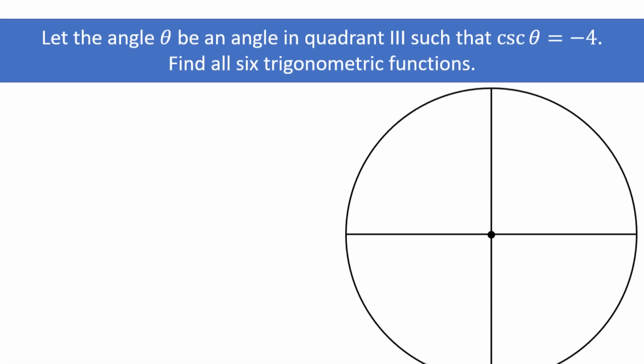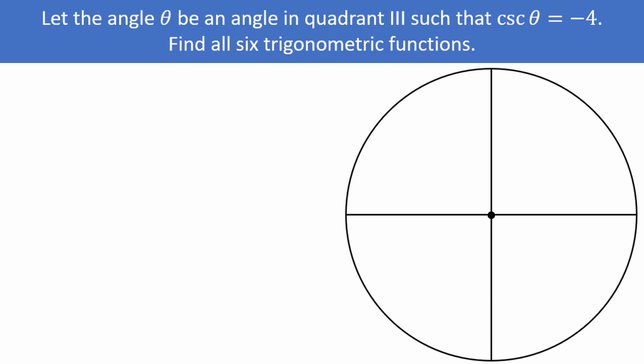Let's try another problem. Let the angle theta be an angle in quadrant 3 such that cosecant of theta is equal to negative 4. We are again asked to find all 6 trigonometric functions. Recall that cosecant is just the reciprocal of sine, so cosecant and sine are negative in either quadrant 3 or quadrant 4. We are told specifically that we are in quadrant 3, so let's draw a triangle in quadrant 3.